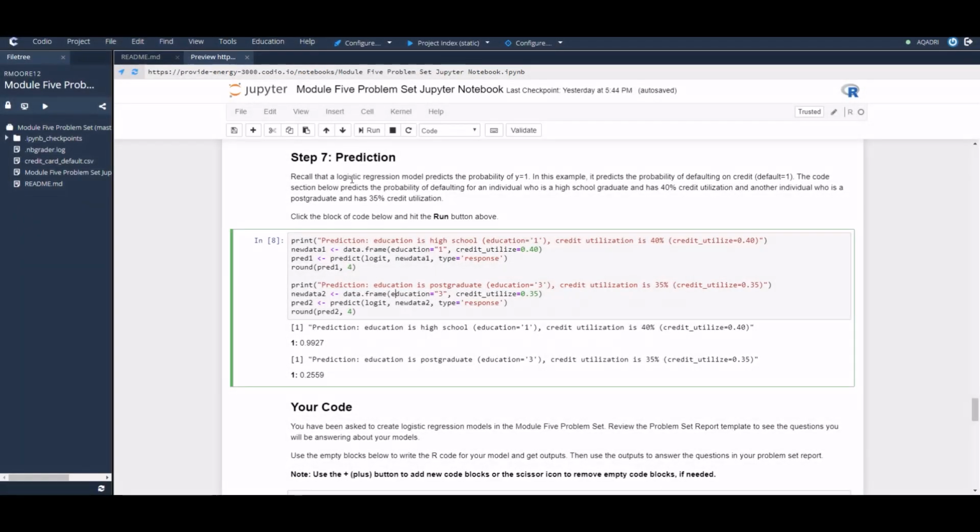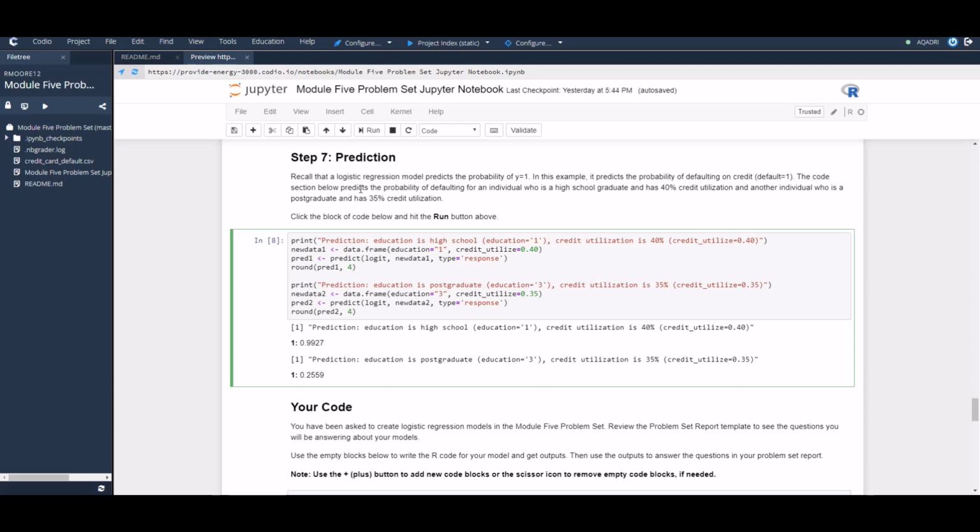So next we can do predictions using the logistic regression model that we just created. Now remember that the model predicts the probability of y equals 1. So in this example, it predicts the probability of defaulting on credit, meaning that the variable default equals 1. That is what we're defining as defaulting on credit.